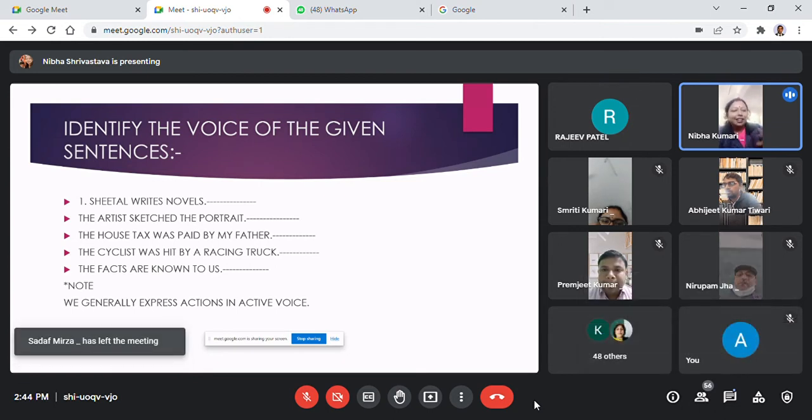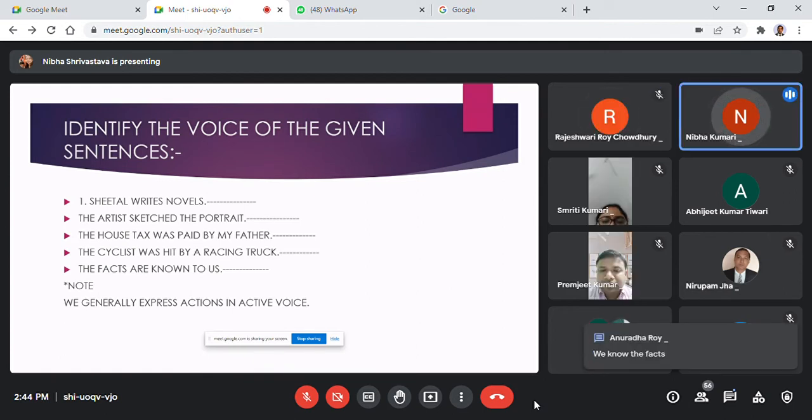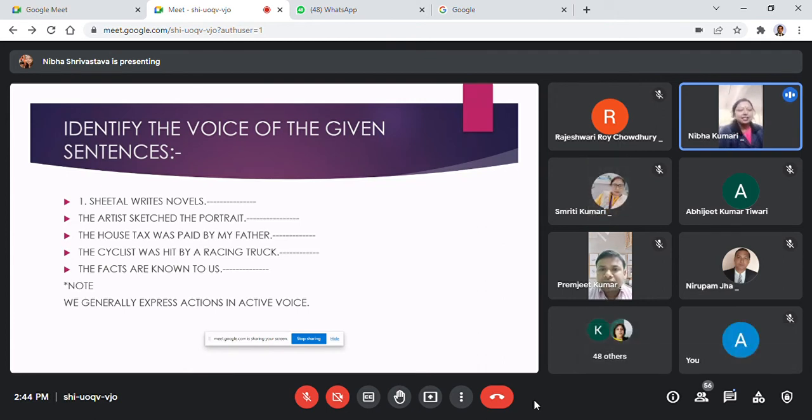Can anyone just change it to active voice? What will be the active voice? We know the facts. Bhushan sir has said we know the facts. Okay, thank you, teachers. Now, we generally express actions in active voice. This I have already discussed before. We generally express the actions in active voice.